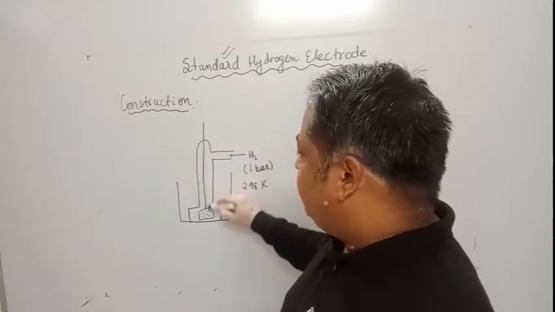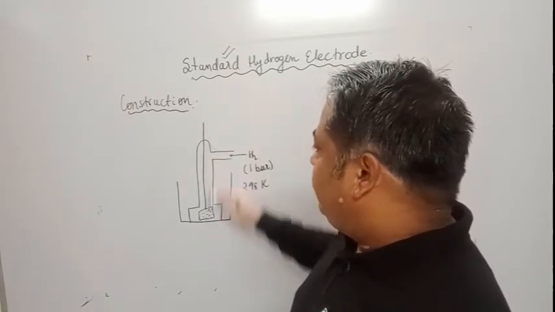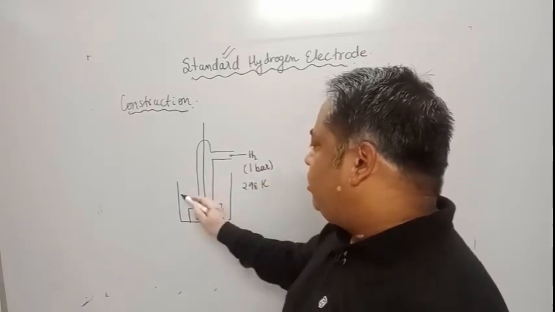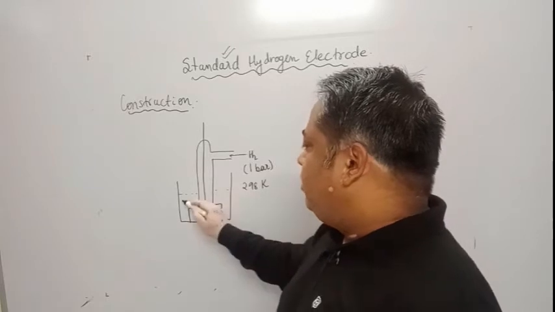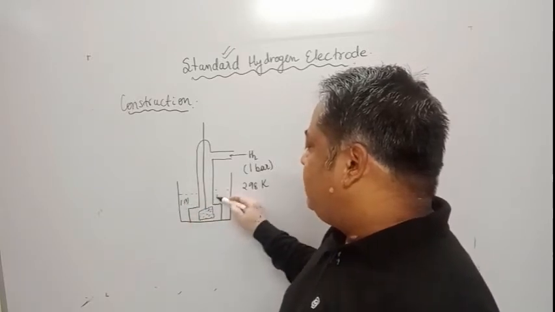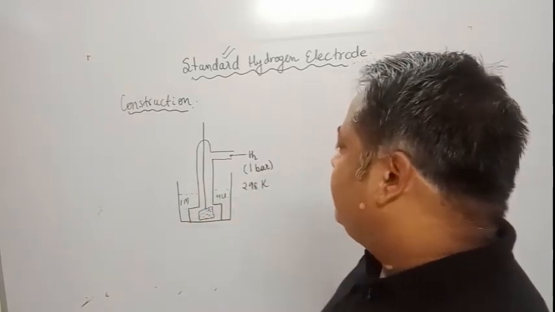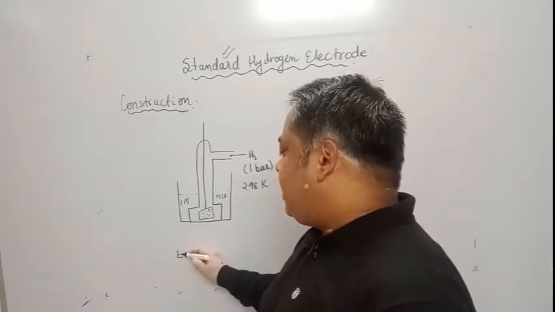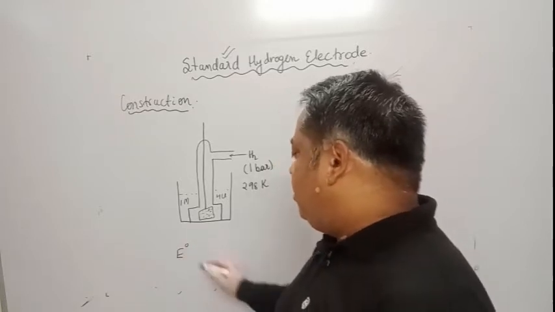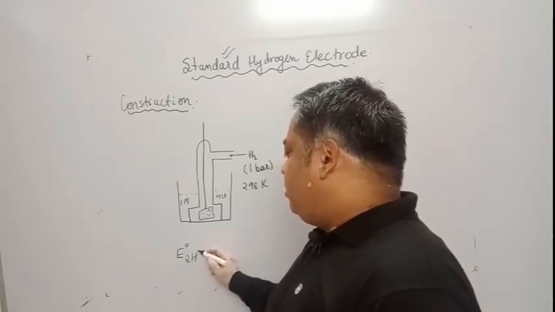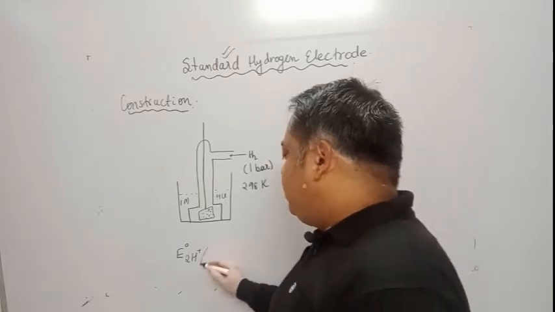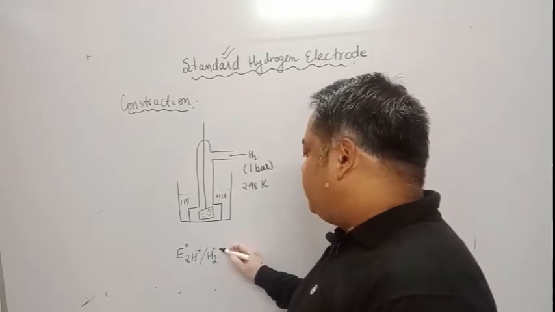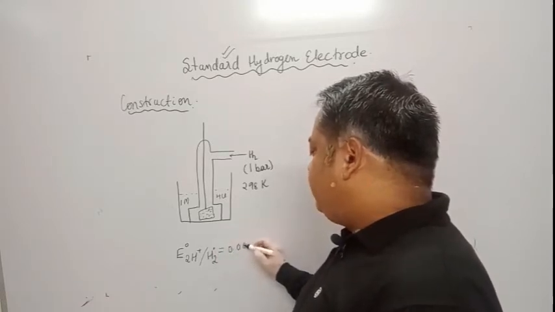So this becomes a platinum electrode containing hydrogen, so it becomes a hydrogen electrode, and the electrolyte is 1 molar HCl solution. So it is by convention taken that the standard electrode potential of hydrogen ion reducing to hydrogen molecule is equal to 0.00 volt.